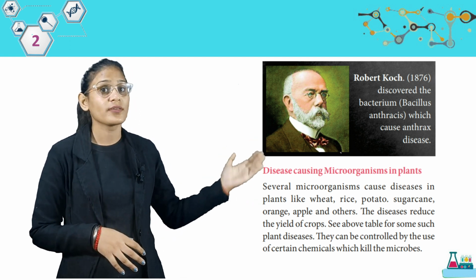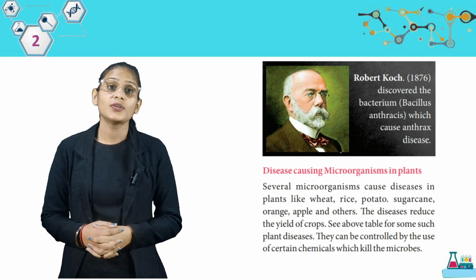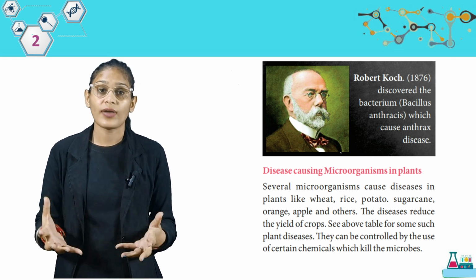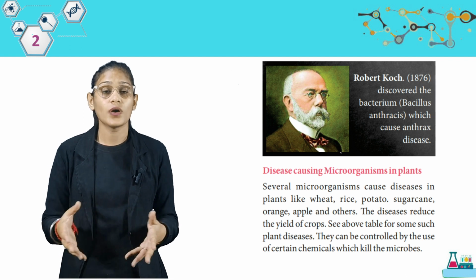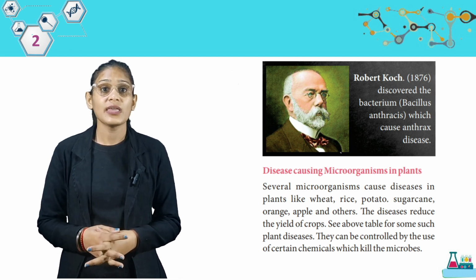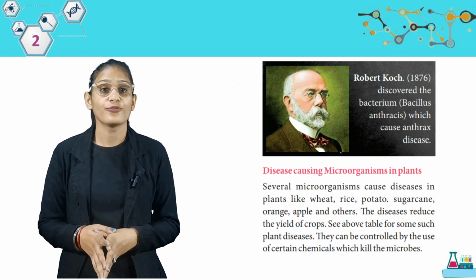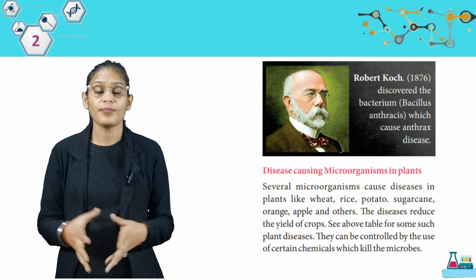Now, disease causing microorganisms in plants. Several microorganisms cause disease in plants like wheat, rice, potato, sugarcane, orange, apple and others. The diseases reduce the yield of crops. See above the table for some such plant diseases. They can be controlled by the use of certain chemicals which kill the microbes.